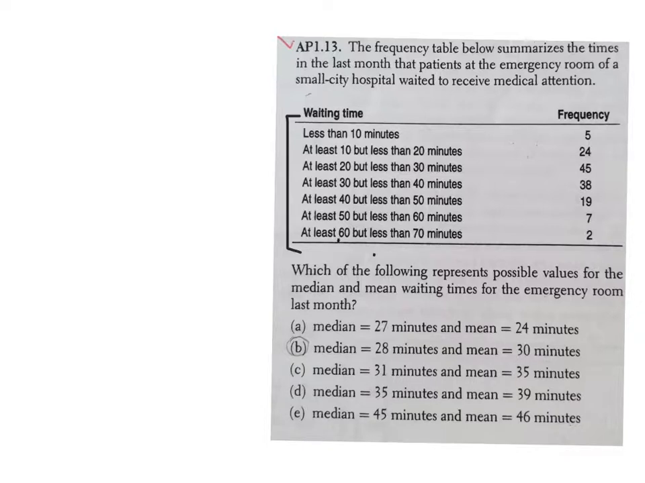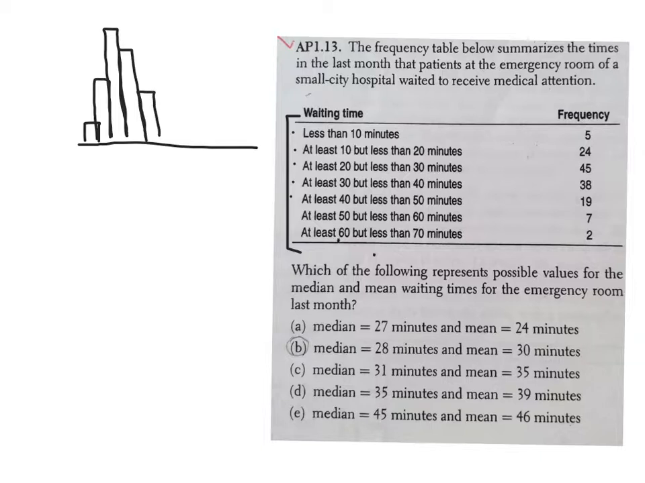What I'm going to do is think about what a bar graph would look like. For less than 10 minutes, I'm going to make a small bar like that. That's 5. I'm just going to estimate what this might look like. 24, let's just say it goes up here like this. I know this isn't very accurate, but I just want to see what I get. This is a really tall bar, 45, way up there. This one is 38, like this. I kind of have an assumption here. Then we have 19, which is a little bit shorter than the 24. And then we have 7 and 2.